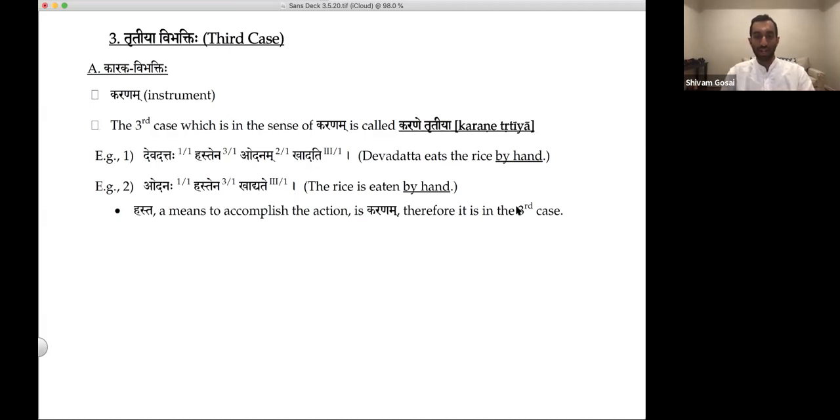The second example, odanaha hastena khadyate. Okay, notice khadyate. Now this is karmani prayoga. I have a yakara and I have atmane pada, and khad is 1p, to eat. Latlakarha karmani prayoga, third one. Okay. Now odanaha is the object. So rice is eaten. It's eaten by what? Hastena. It's still the instrument. We can still call it the karanam because it's used to accomplish the action. Therefore, we can use the third case here.